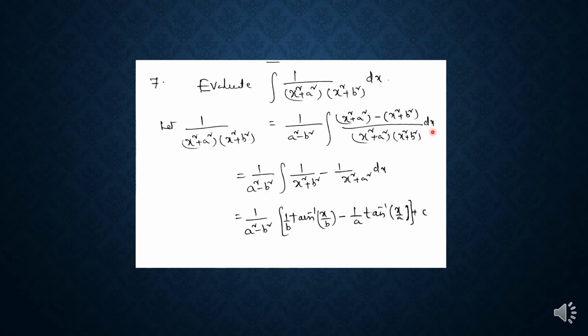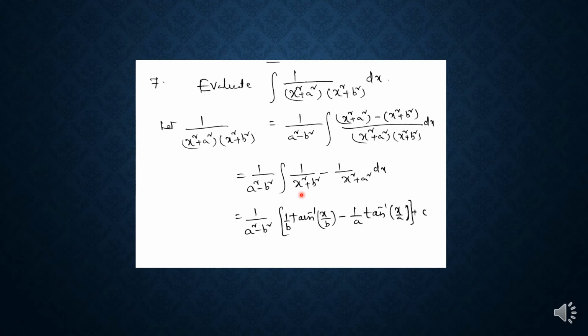So this function can be separated by writing two terms, dividing with the denominator. That is x square plus a square by x square plus a square into x square plus b square. Then these two get cancelled. Minus, the second term is x square plus b square by x square plus a square into x square plus b square. This time these two get cancelled, then 1 by x square plus a square remains.